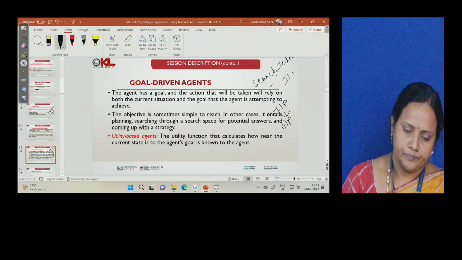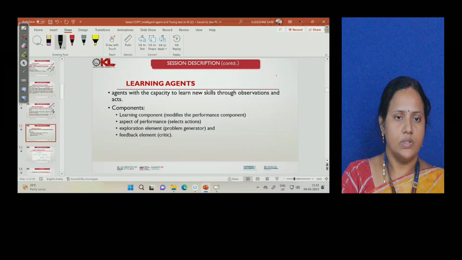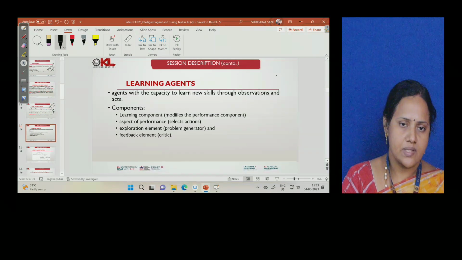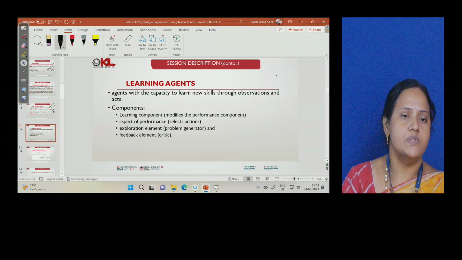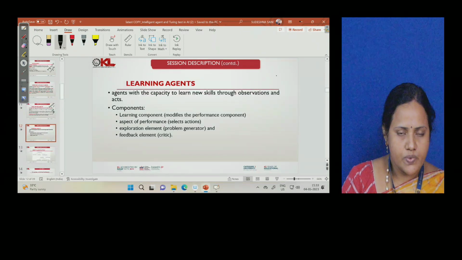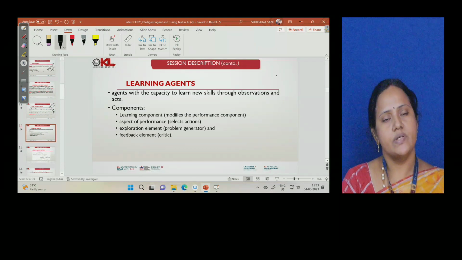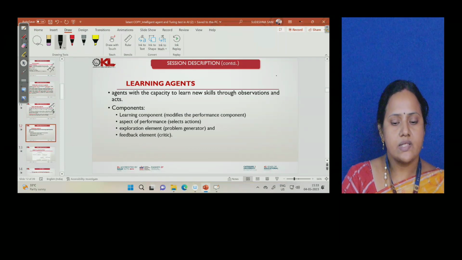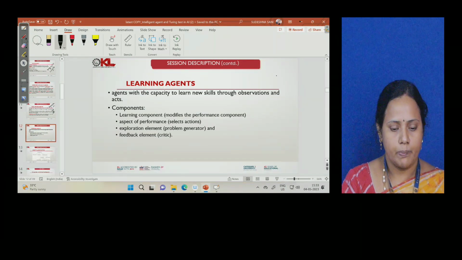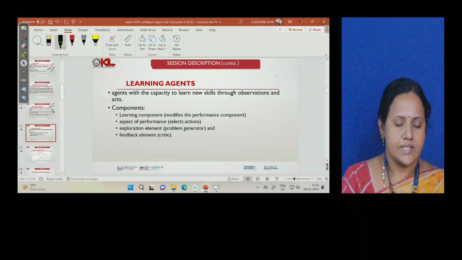Okay, coming on to the learning agent, right? So what is a learning agent? Agents with the capacity to learn new skills through observations and act upon them. That means that even though the situation is very dynamic, the capacity of an agent to learn new skills through observations, we call that the learning agent, right?